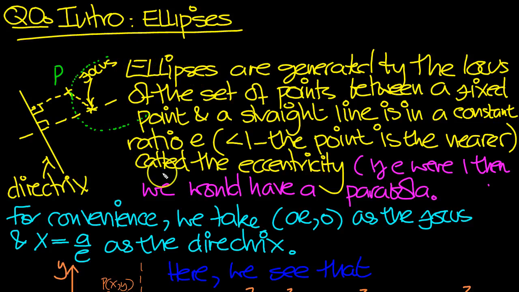So let's have a look how that pans out in practice then. For convenience, we take (ae, 0) as the focus, so there's our focus point, here's our directrix line, and we take the line x equals a over e as the directrix, as is customary. Let's see how that pans out to an equation then.